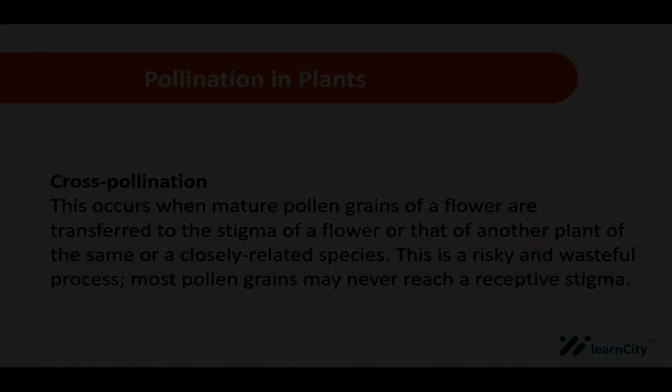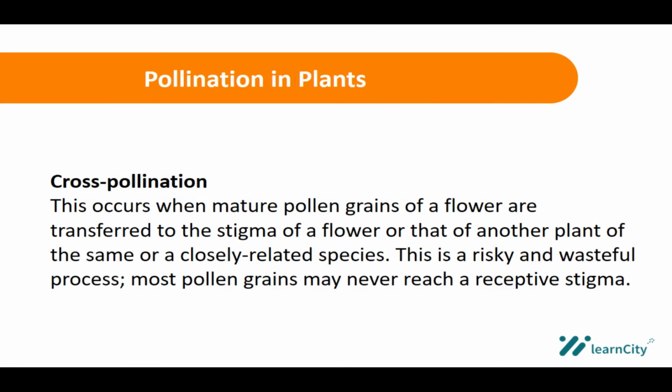Now let's talk about cross-pollination. Cross-pollination occurs when the mature pollen grains of a flower are transferred to the stigma of a flower of another plant of the same or a closely related species.